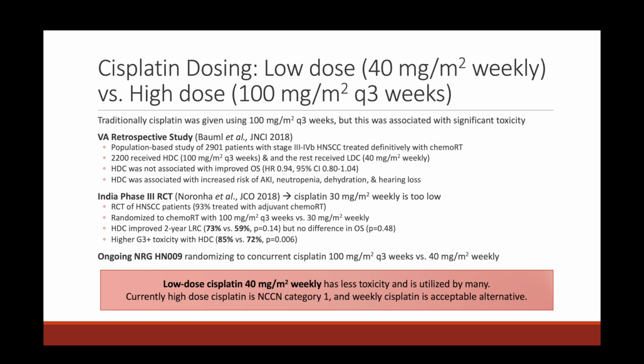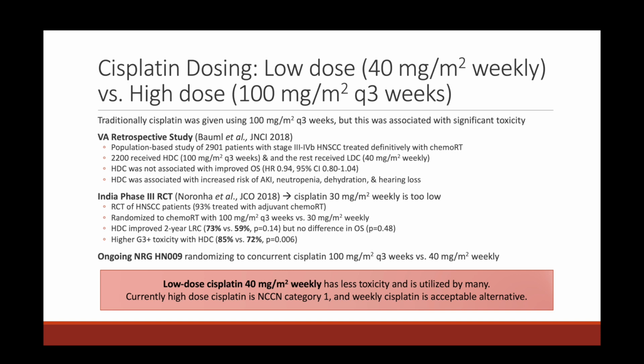But they looked at patients that received either high-dose cisplatin, 100 milligram per meter squared given every 3 weeks, versus patients that got low-dose cisplatin, 40 milligram per meter squared given once weekly. What they found is that high-dose cisplatin was not associated with improved overall survival, but it was associated with an increased risk of kidney injury, neutropenia, dehydration, as well as hearing loss. So it's more toxic, but doesn't necessarily provide an overall survival benefit based on this VA retrospective study.